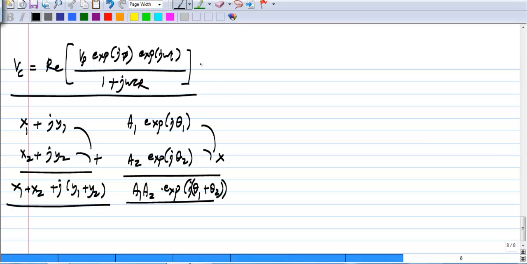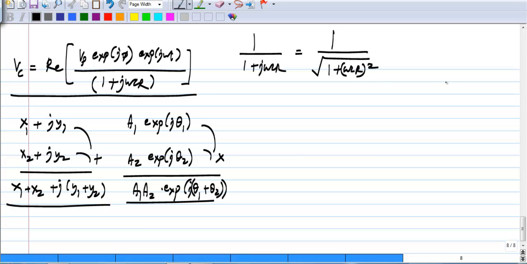So I have this part in rectangular form. I know that 1 by 1 plus j omega cr has an amplitude which is 1 over square root of 1 plus omega cr square, and a phase which is, because this is in the denominator, minus j times tan inverse omega cr. So if I use that in here, all the amplitudes of the different complex numbers get multiplied together and all the phases get added together.